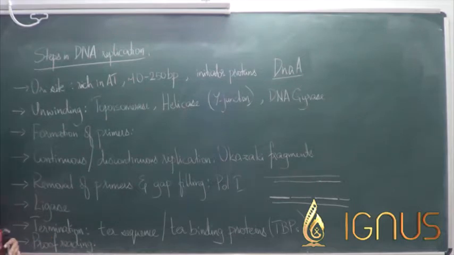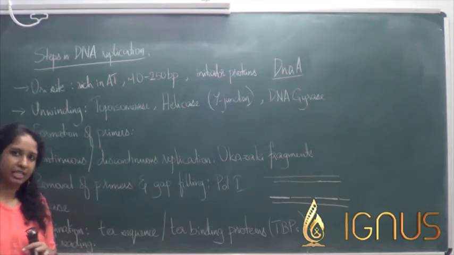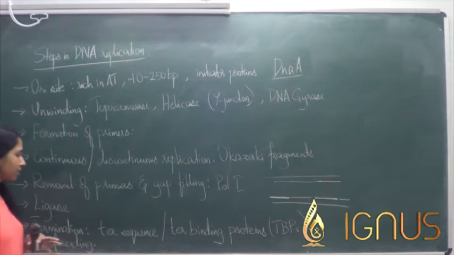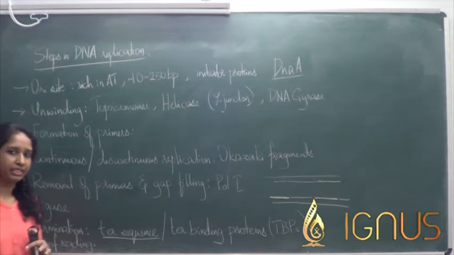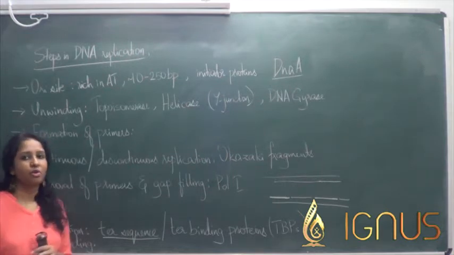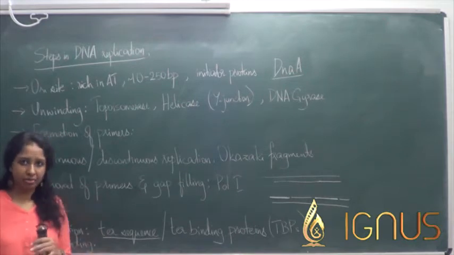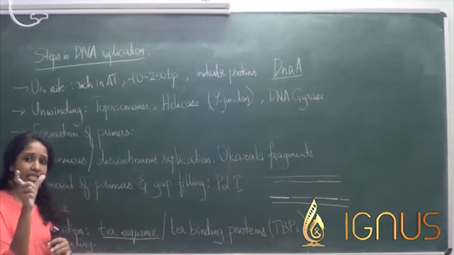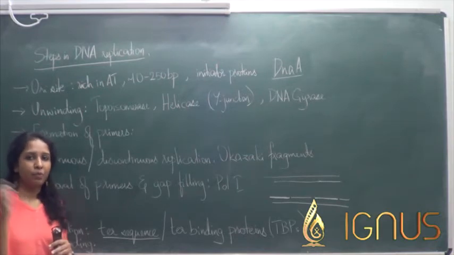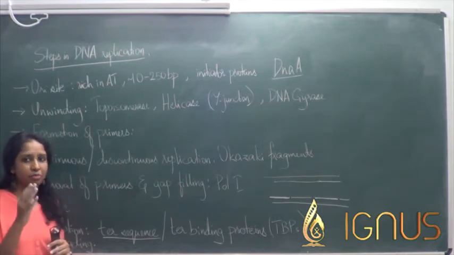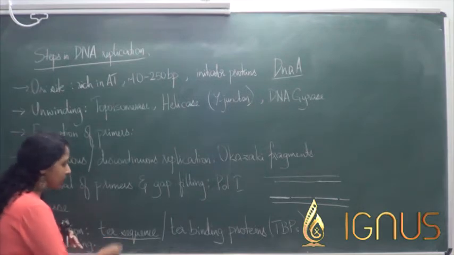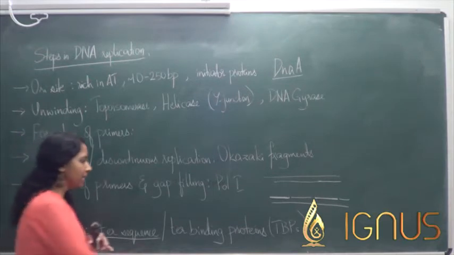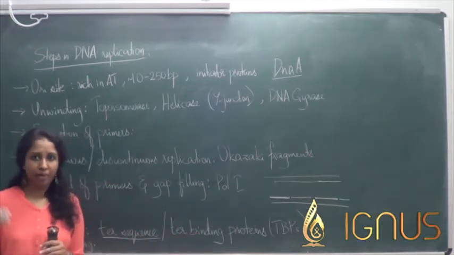The last step, of course, will be the termination of the DNA replication, and this occurs whenever the polymerase comes across something called the TER sequence. TER stands for termination of replication, and this is a sequence in the DNA where the polymerase is supposed to stop replicating. Whenever there is a TER sequence in the DNA, TER binding proteins are going to bind to the DNA.